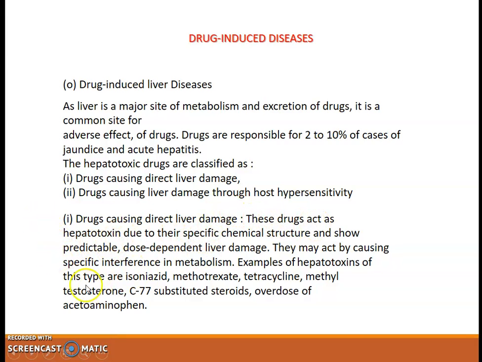These drugs act as hepatotoxins due to their specific chemical structure and show predictable dose-dependent liver damage. They may act by causing specific interference in metabolism. Examples of hepatotoxins of this type are isoniazid, methotrexate, tetracycline, methyltestosterone, C17 substituted steroids, and overdose of acetaminophen.